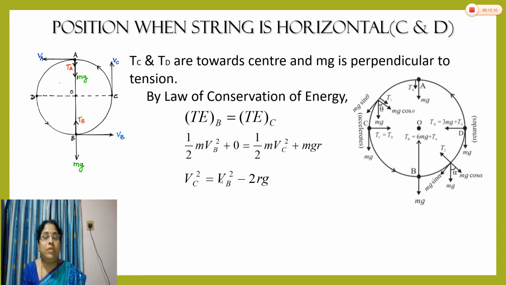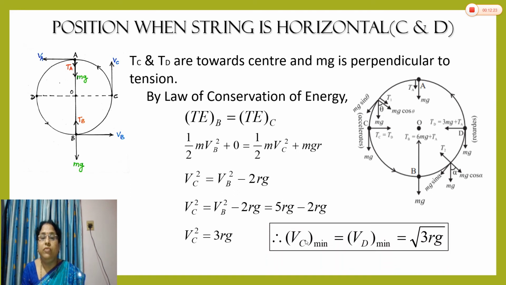So what is the value of Vb square? It is 5 Rg. So you get Vc square is equal to Vb square minus 2 Rg, that is 5 Rg minus 2 Rg. So Vc square is equal to 3 Rg, and that's why we can say Vc minimum, or Vd minimum, D is the same point at the same height. So the speed at both these points C and D is equal to under root 3 Rg.